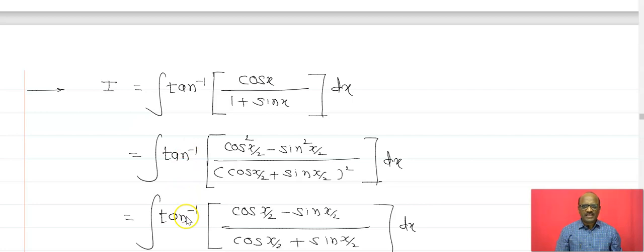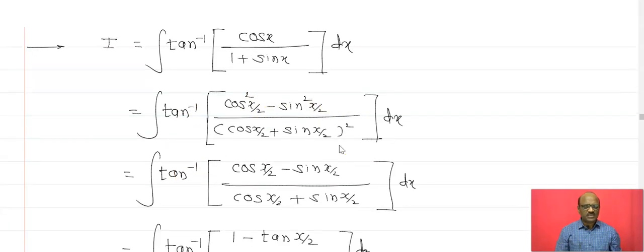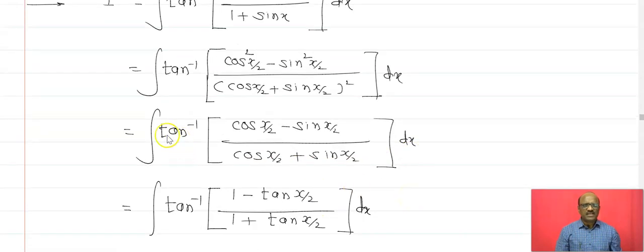Now see this here, tan inverse in bracket cos square x by 2 minus sin square x by 2. That is cos of x by 2 minus sin x by 2 in one bracket, and in the second bracket cos of x by 2 plus sin x by 2. Now plus terms will get cancelled and you will get tan inverse in bracket cos of x by 2 minus sin of x by 2 upon cos of x by 2 plus sin of x by 2 into dx.